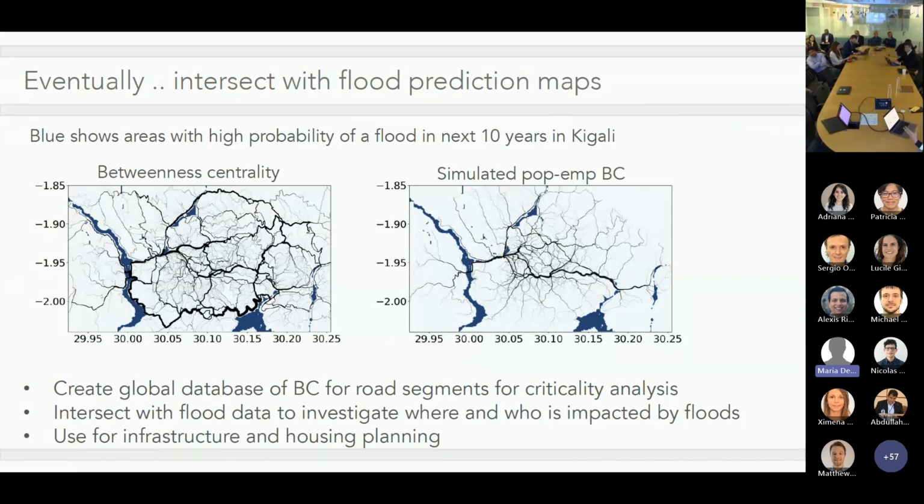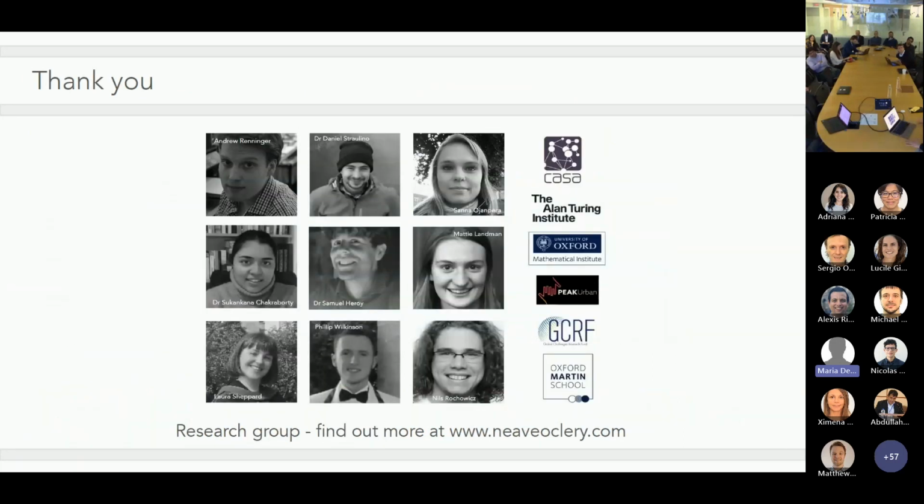But the ultimate goal of this project is to create a global dataset which identifies critical road segments, but also identifies areas where you could invest for infrastructure and for climate proofing, as Paolo pointed out earlier.